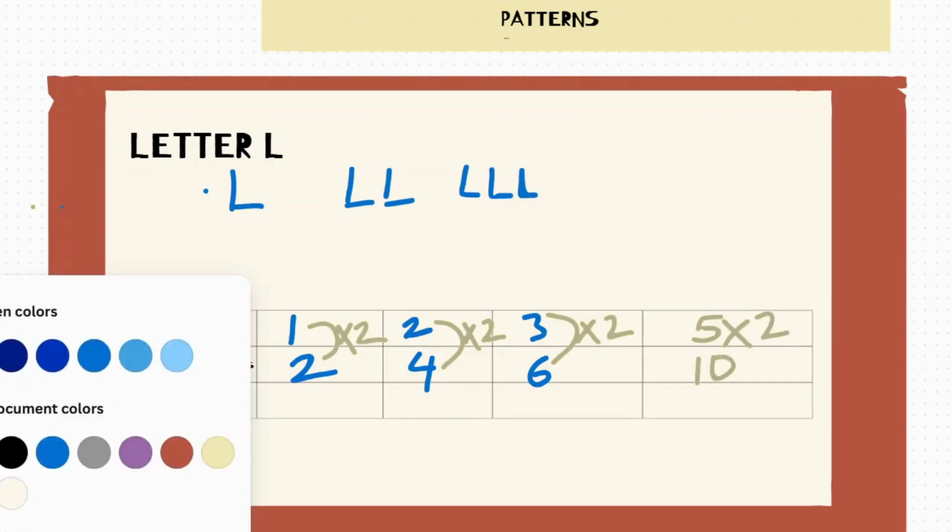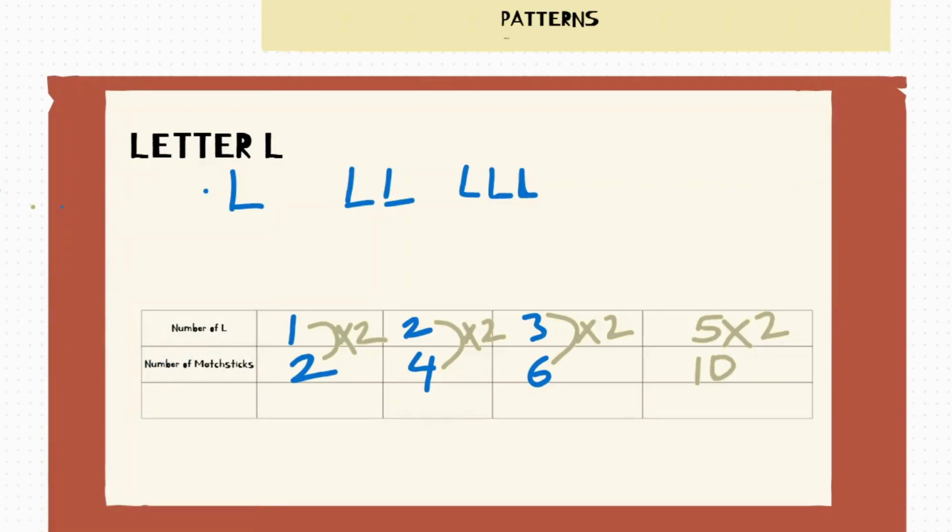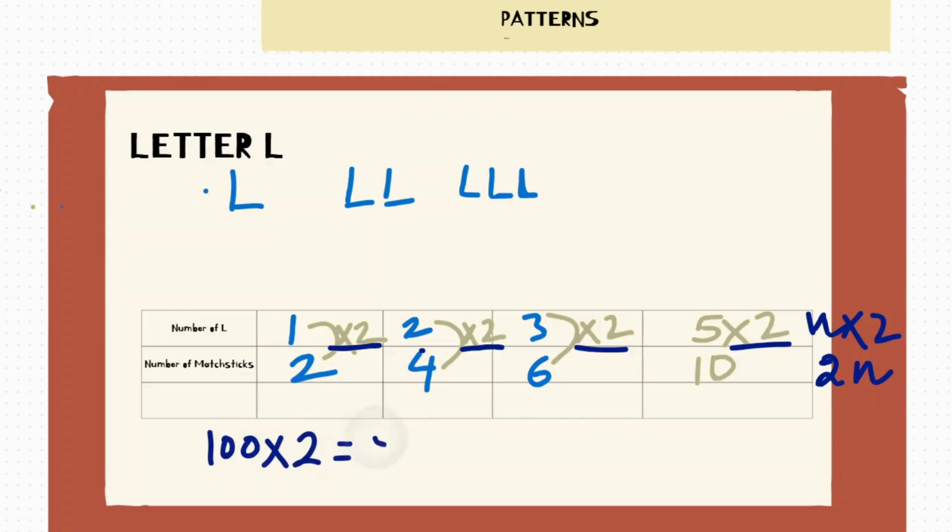Now, is it possible to write a rule for this? Suppose I have n L's, then how many matchsticks would I require? What I will do, like I have done for all the previous numbers of L's, is simply multiply it by 2. So we will get 2n. And this is the rule. If you want to create 100 L's, how many matchsticks would you require? According to this rule, all you have to do is multiply 100 by 2 and you'll get the number of matchsticks. So this is how we observe the patterns and we create the rules.